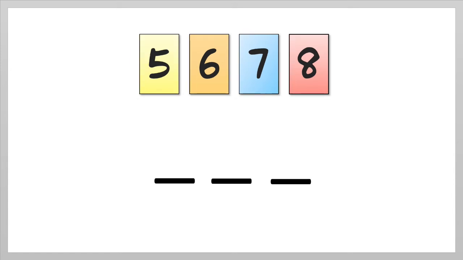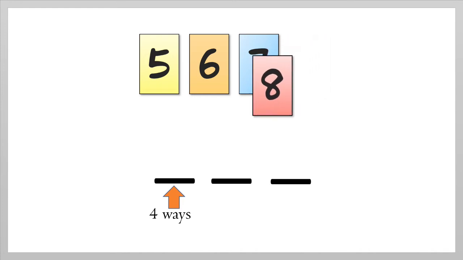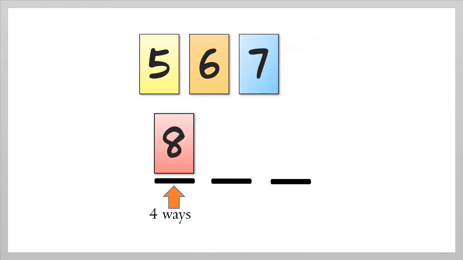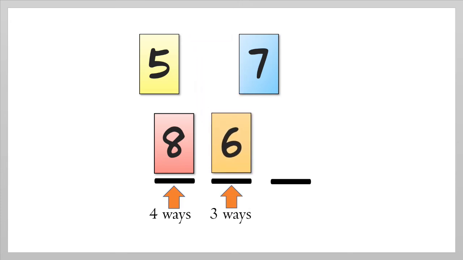At the hundreds place, I can fill it with 5, 6, 7, or 8. So there are 4 possible ways to fill the hundreds place. For example, I can fill it with 8. To fill the tens place, since one of the numbers in 5, 6, 7, and 8 was chosen, there are 3 ways left to fill the tens place. For example, I can fill it with 6. Since 2 numbers are used, there are 2 more cards left. 2 cards can be used to fill the ones place. Let's say I fill it with 5.